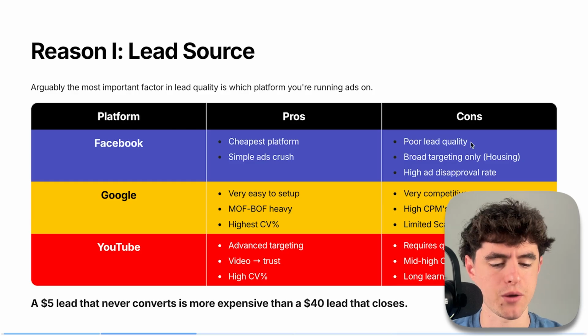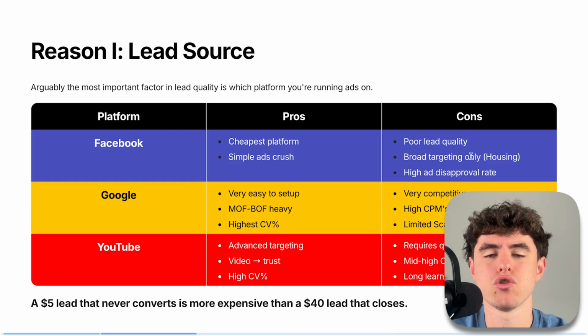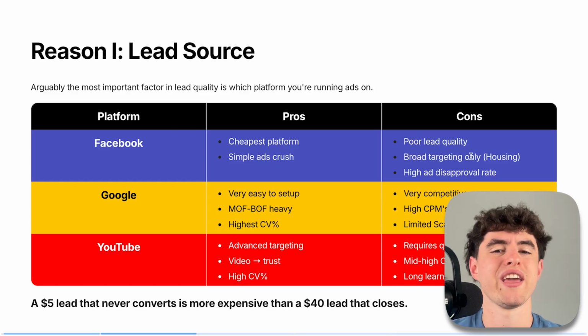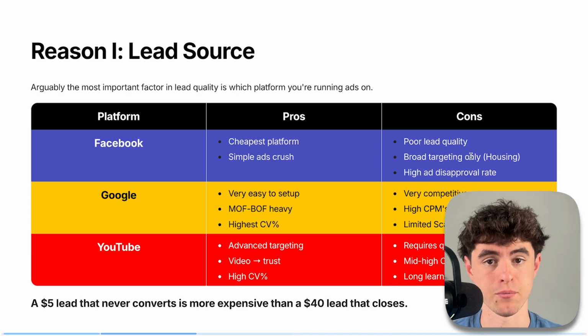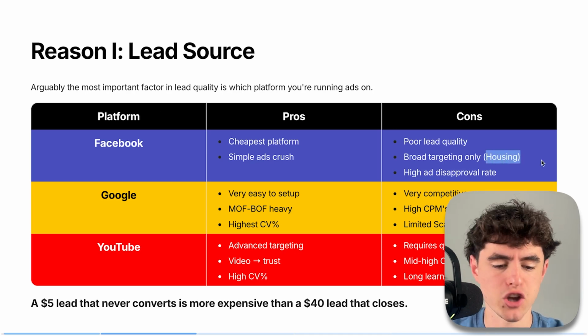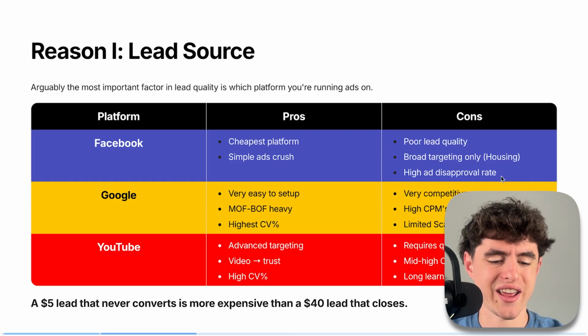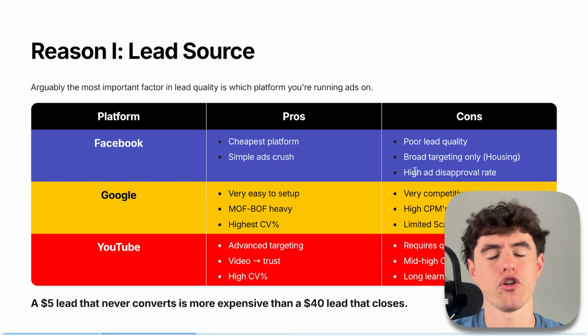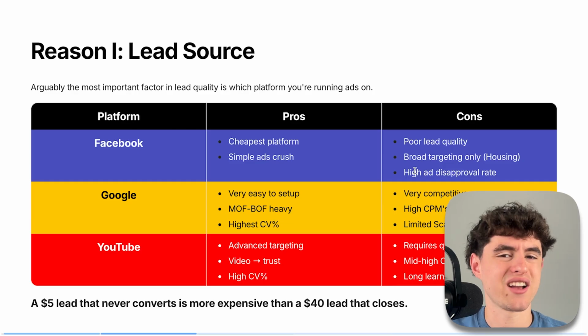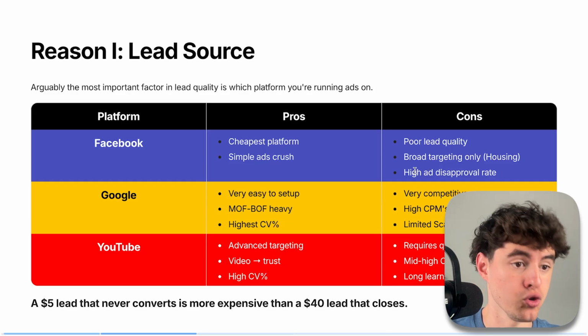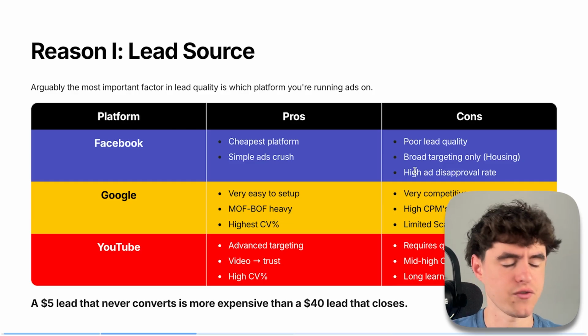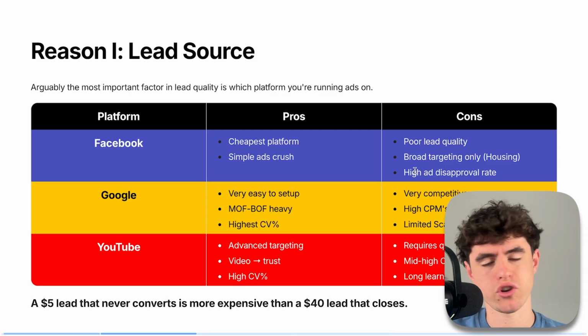And this is really just going to come down to the fact that your ads are based on broad targeting. You can't target people like the other platforms we're going to break down in a minute because of the housing policy. And if you try to do this, you're going to get a high disapproval rate. And this is the other con of Facebook as well. You need to constantly split test and usually create more and more ads because of the Andromeda update as well. Your ads are also going to be disapproved.